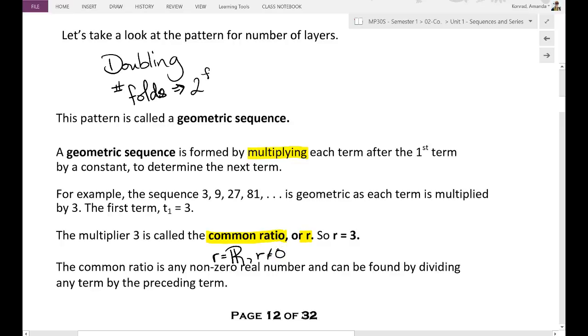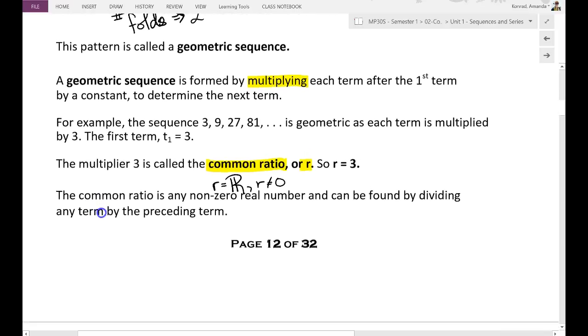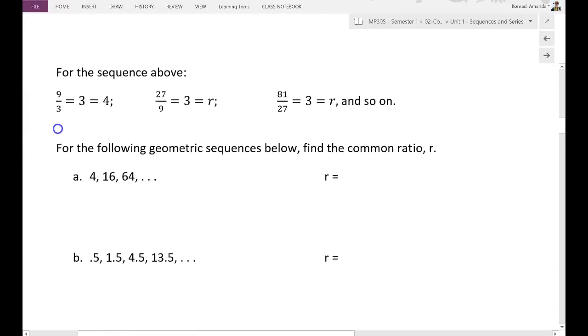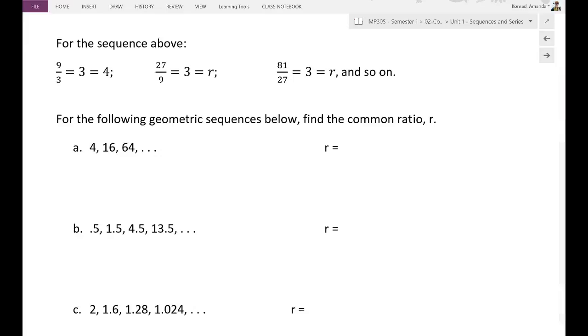How are you going to figure it out? Term 2 divided by term 1, term 3 divided by term 2. So the same sort of idea as when we were figuring out our arithmetic sequence. We always do the latter and how it's affected by the former, but this time we're dividing instead of subtracting. So for the sequence that we were working with, 3, 9, 27, 81, 9 divided by 3 is 3.